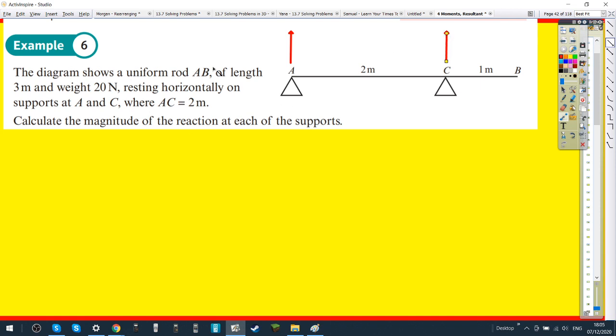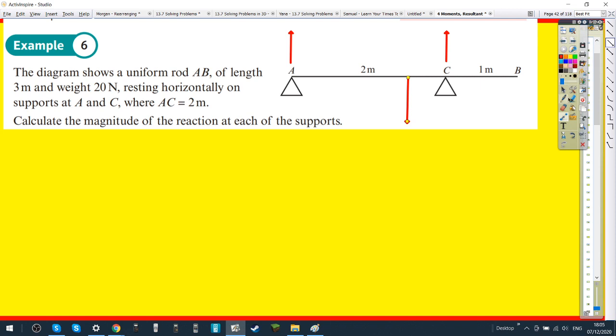So you have a reaction at A and a reaction at C. The diagram shows it's a uniform rod. Any idea what that means? All the weight is in the center, and so it's modeled as having all the weight in its center, and so its weight is 20, and so you've got 20 newtons in the very center.